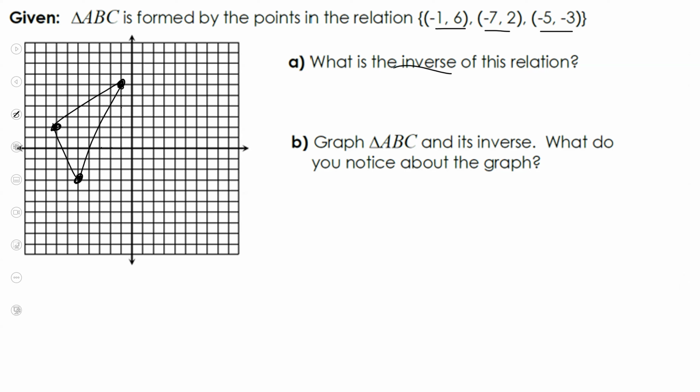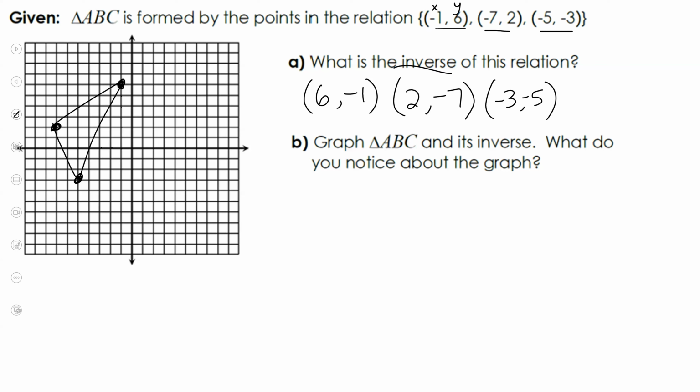How do you find the inverse? Good. Flip it. So switch X and Y. So this is going to be your X value and this will be your Y value. We just switched it. And then plot those points and form the inverse triangle. I didn't change the numbers, I just switched the location.